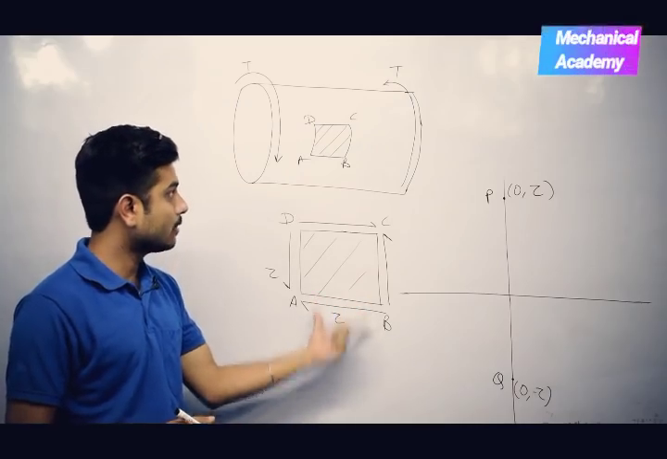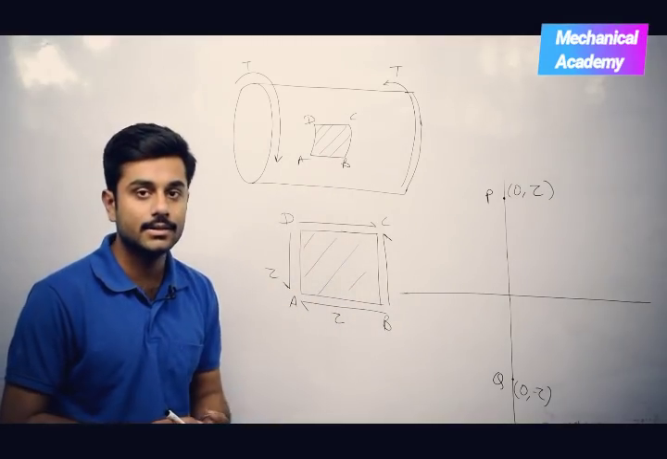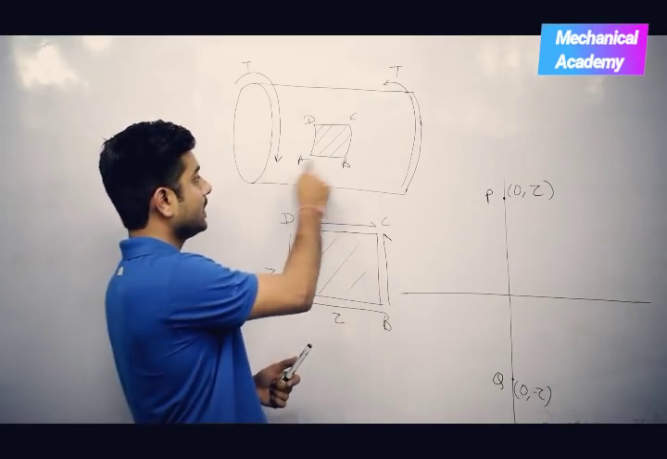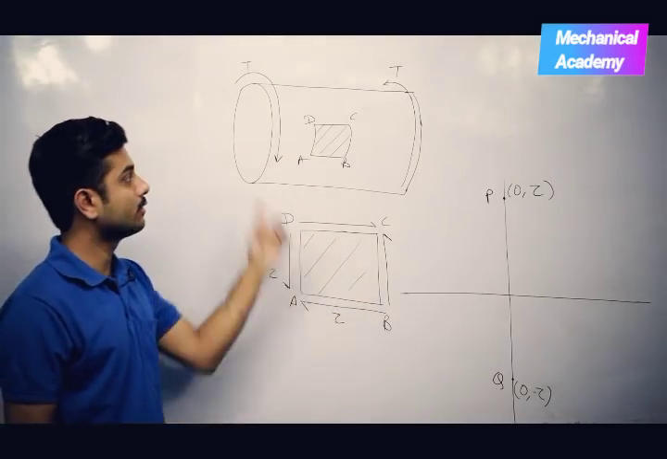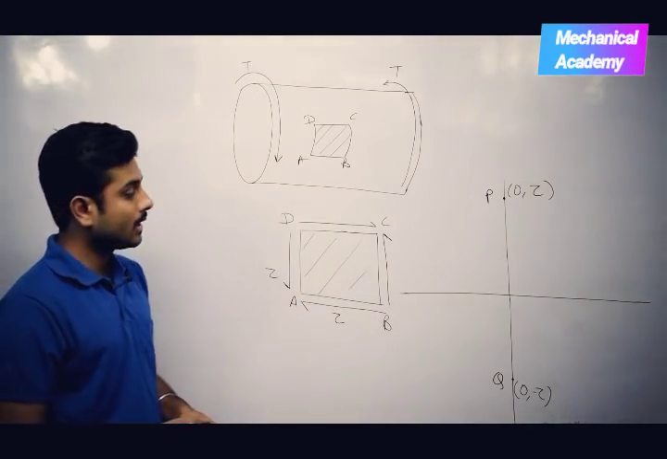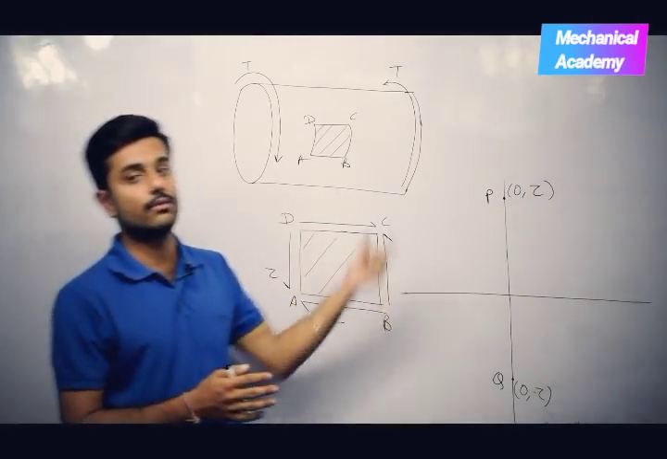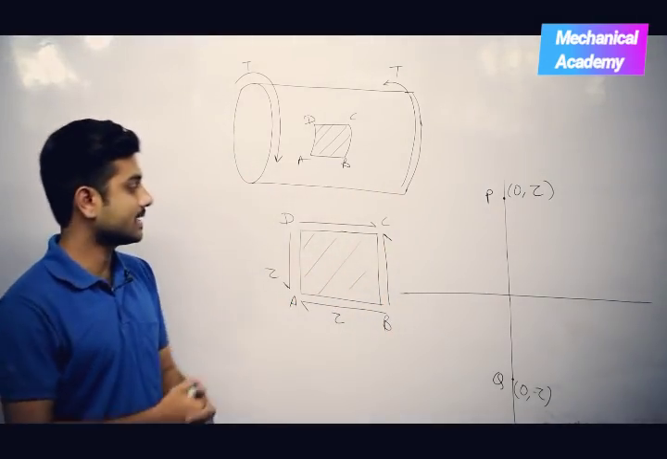This is the diagram of the planar element that we have taken. I have named it A, B, C, D. So shear stresses are going to act like this due to this torque. Now let's try to draw the Mohr circle for this point, for this stress element.